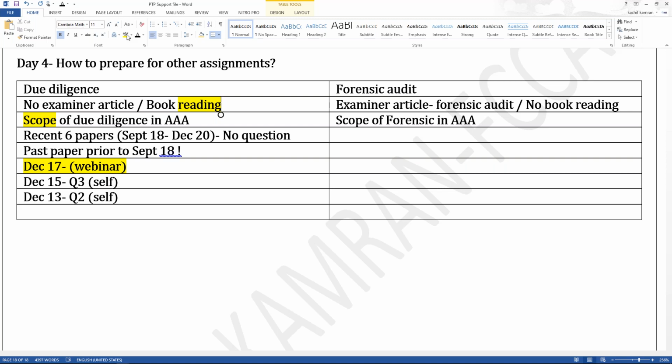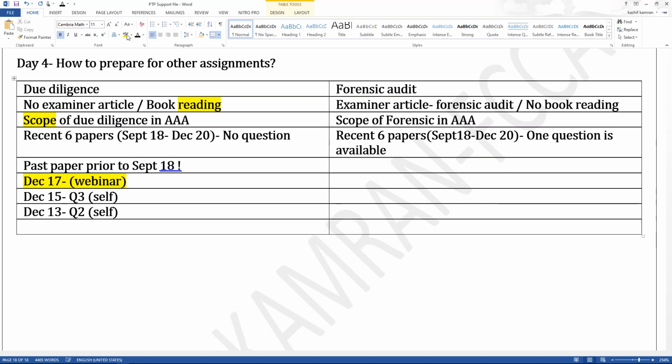Okay, moving further. Come to forensic. Now, when you look at the recent six papers in terms of forensic, from September 18 to December 20, the good thing is that you will find one question in the recent paper on forensic. One question is available, and which we will be doing today, which is September, December 19, question number 3. We will do this in the session today, in the webinar today.